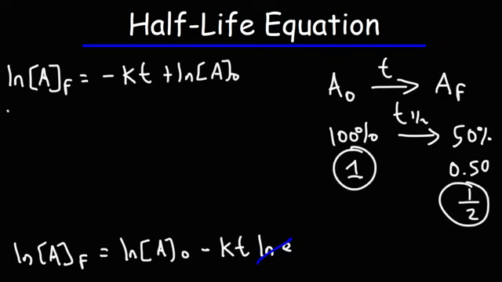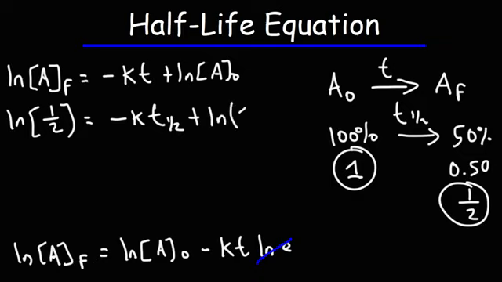So in ln A final, I'm going to replace A final with 1/2. t, I'm going to replace with t sub 1/2 because we're now dealing with the half-life, when A initial becomes half of what it was. A initial, we're going to give it a value of 100% or 1. Now, 1/2 is the same as 2 raised to the negative 1. Here, this is 1 over 2 to the positive 1, but when you move the 2 to the top, the exponent changes sign and becomes 2 to the negative 1.